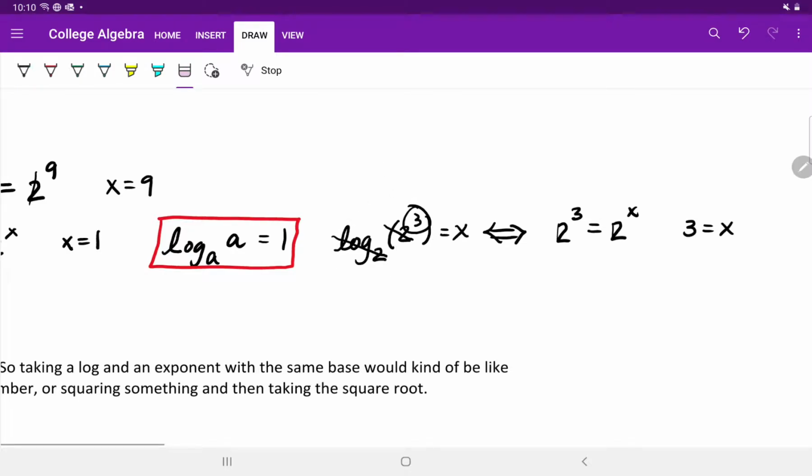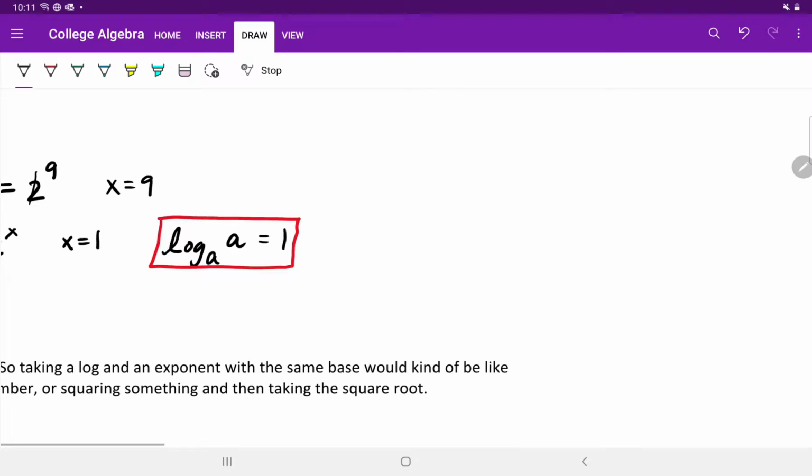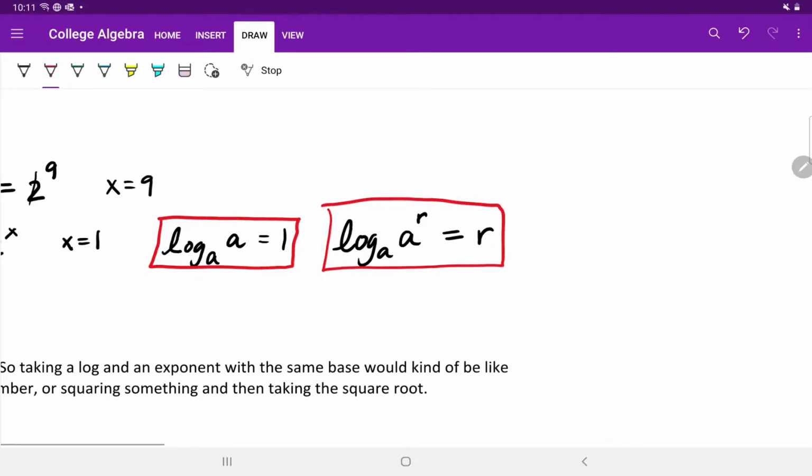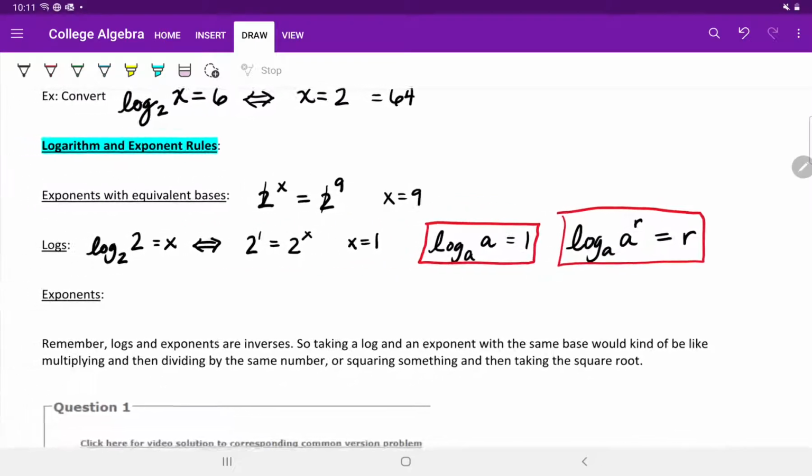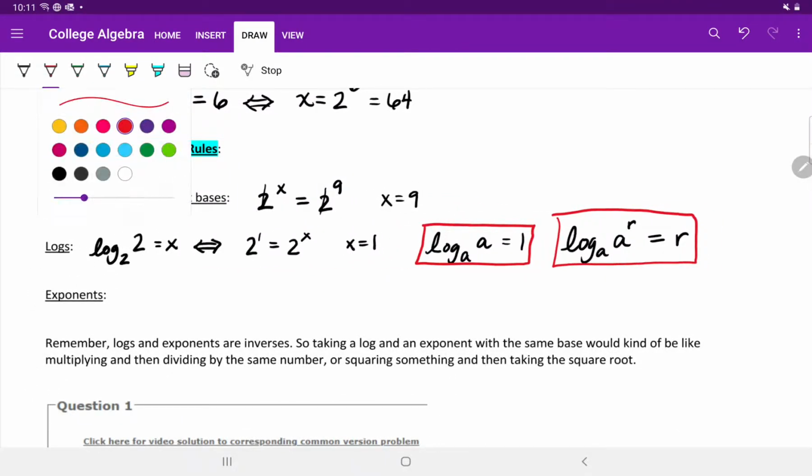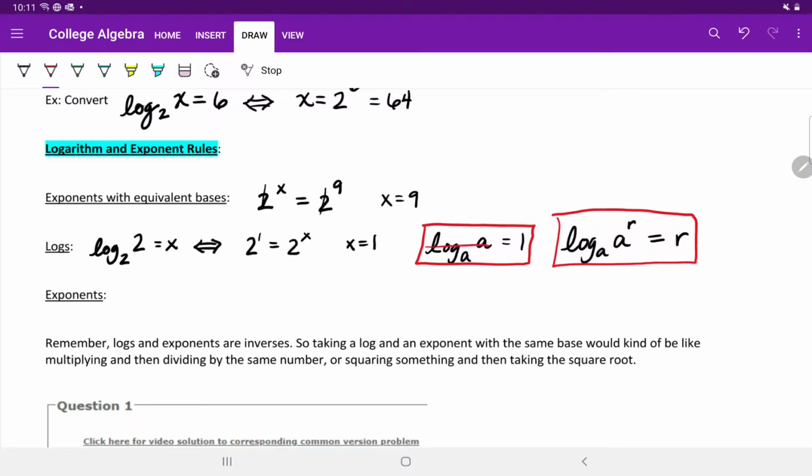So let's refine our rule a little bit. If we had log base a of a to anything, so we'll say a to the r, the log base a and the a are going to cancel each other out, and this will just be equal to r. So this is a simplification rule that's going to help us in a lot of our logarithm problems. These two rules that I just outlined in red, you're going to want to commit to memory. Essentially, all you're remembering is that these cancel each other out, and these cancel each other out, leaving you with an r.